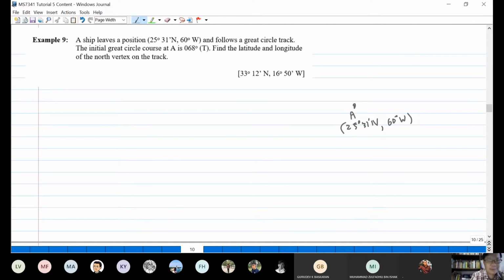Instead of drawing the North Pole particularly, I'm going to say this P here is the North Pole, and this is the direction it moves. So the bearing is 68 degrees. This bearing tells you the ship's initial course is 68 degrees. If you draw it like this, you know this is the direction to the North Pole, and this angle is 68 degrees. So the ship moves in this way.